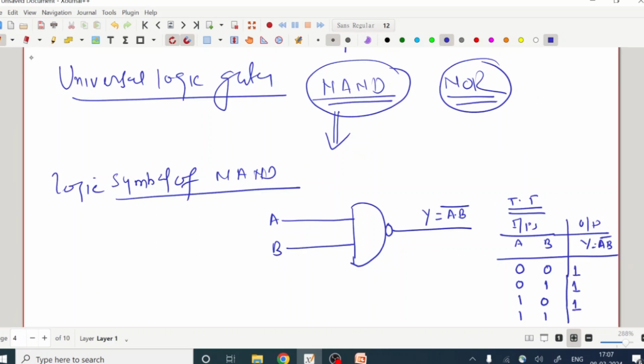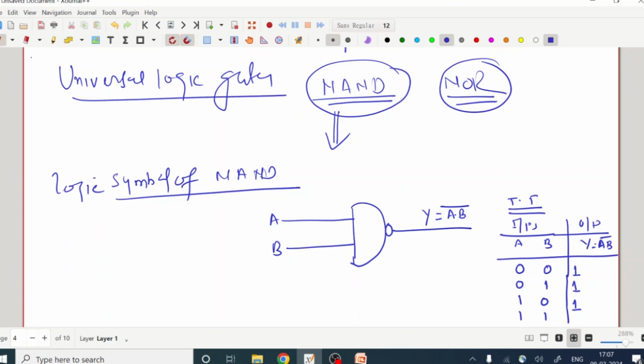Here we discuss the logic symbol of NAND gate. Generally a NAND gate can have any number of inputs, but mostly NAND gates have two inputs. Here this is the logic symbol of NAND gate. A and B are the inputs, and Y is just the complement of AND gate. The operation of NAND gate is just the complemented operation of an AND gate. A dot B is the output of AND gate, and its complement is the output of NAND gate.